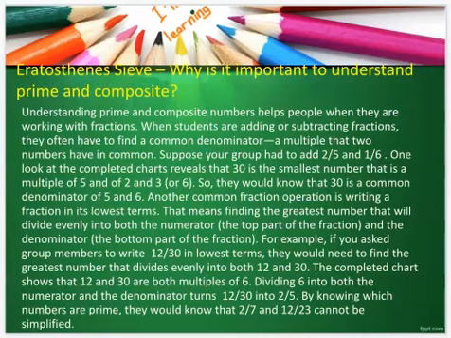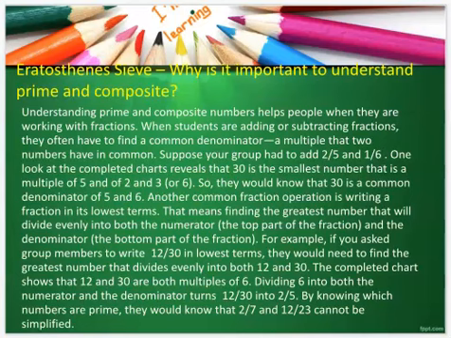Suppose your group had to add 2/5 plus 1/6. One look at the completed chart reveals that 30 is the smallest number that is a multiple of 5 and 6. So they would know that 30 is the common denominator of 5 and 6.